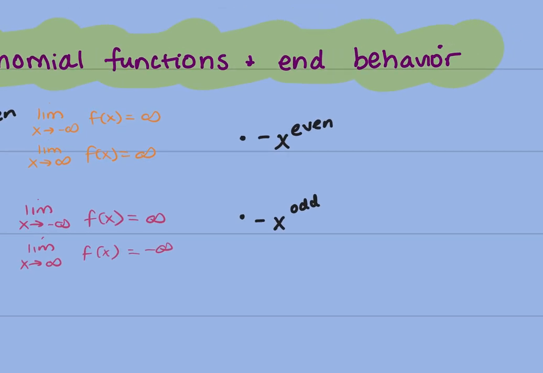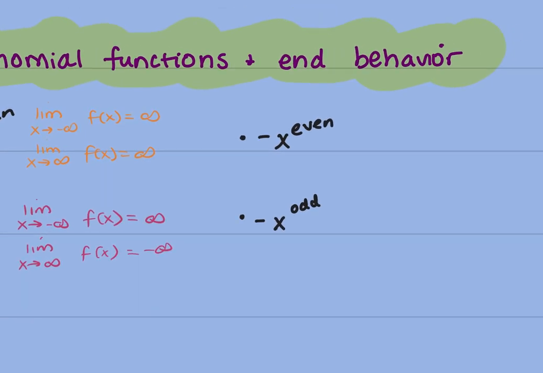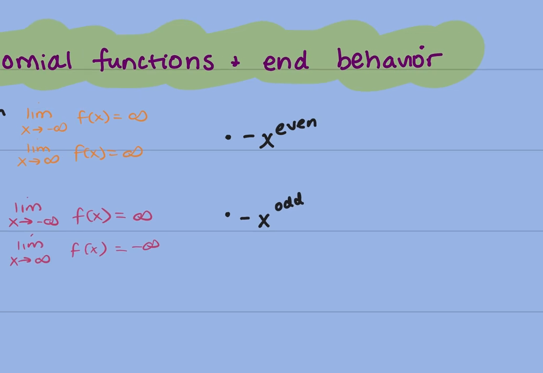Go back up to the top. If it's a negative with an even exponent, what's happening? Both are pointing down. Good. Falls left, falls right. So the limit of the graph as x approaches negative infinity is negative infinity, and the limit of the graph as x approaches positive infinity is also negative infinity.